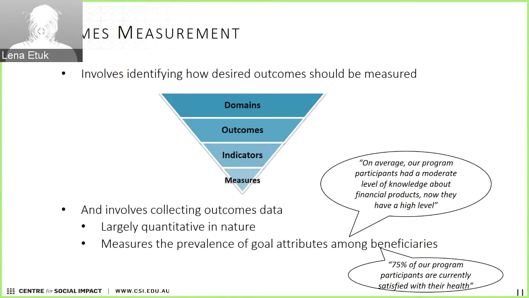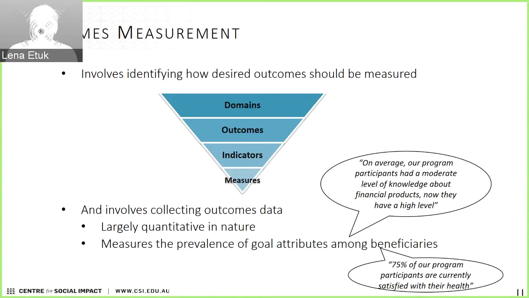So a couple of examples there. One example of an outcome might be that on average, program participants had a moderate level of knowledge about financial products, but now after the intervention, they have a high level. So that's an example of an outcomes measure. Another example would be, 75% of our program participants are currently satisfied with their health. So you can see these two examples. One outcome is around a change as a result of the program. So they used to have a moderate level of knowledge, and now they have a high level.